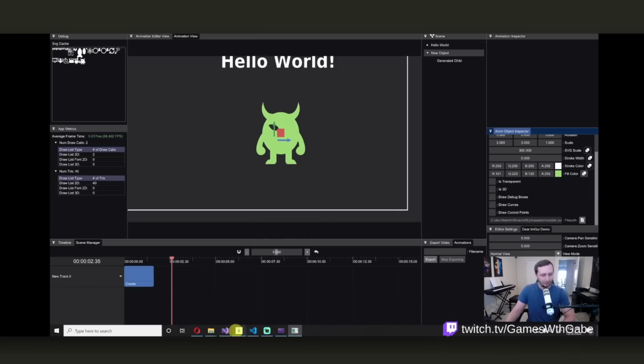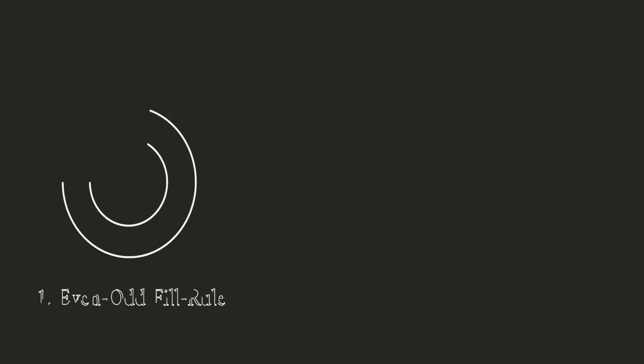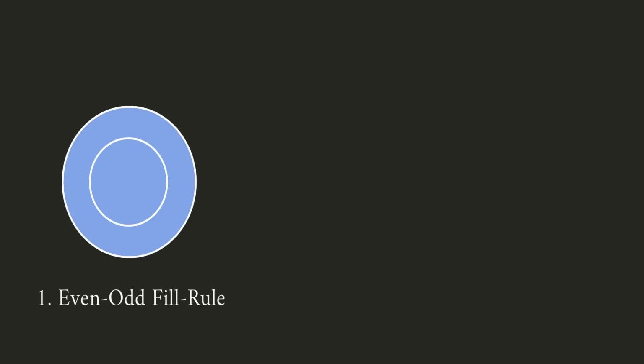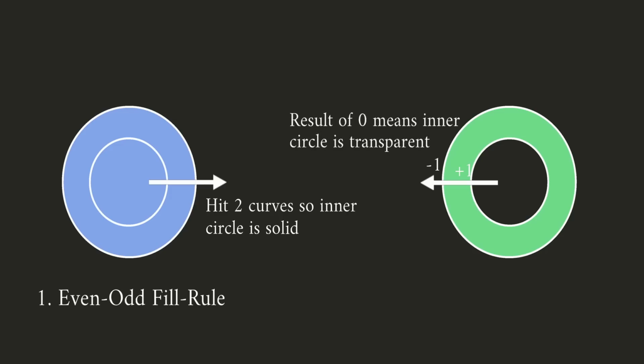Well, it turns out that SVGs can be filled in one of two ways. You can fill an SVG using the even-odd rule, which basically says, if you cast a ray from a pixel and hit an even number of curves, this pixel is solid, otherwise it's transparent. Or you could use the non-zero fill rule, which says if you cast a ray from this pixel and hit a winding curve, add one, otherwise subtract one. If the result is non-zero, the pixel is solid, otherwise it's transparent.